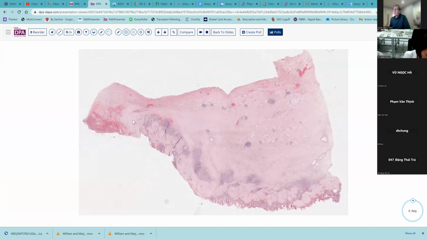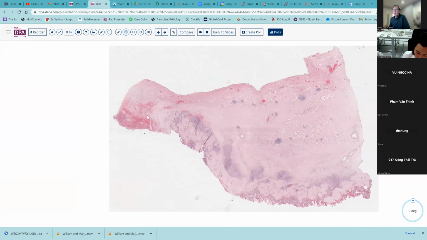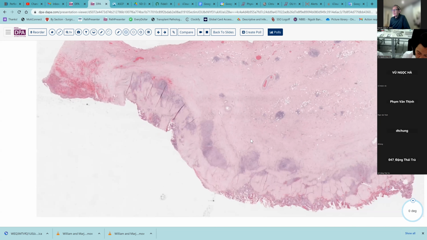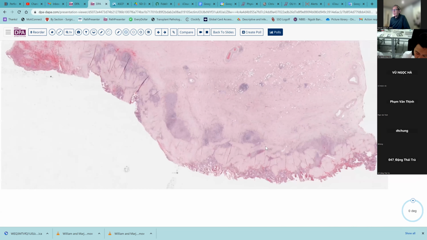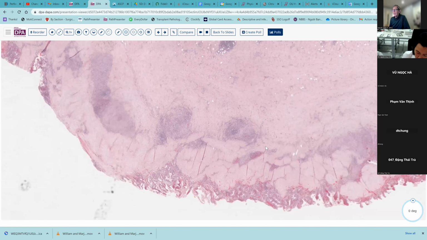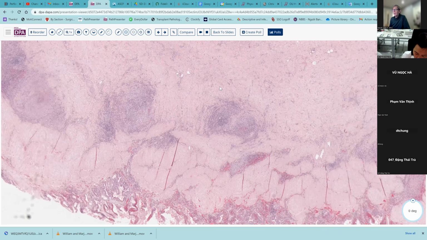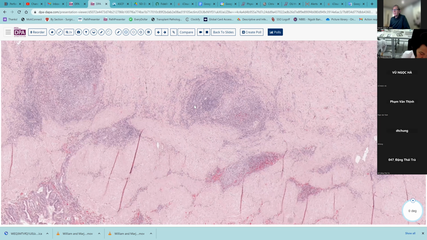So here's another gallbladder case. In this case, the patient had some cholecystitis, or had symptoms of right upper quadrant pain and so forth. And we can see here that the muscle is a little bit hypertrophic. It's a little thicker than oftentimes you see. We have inflammatory reaction here along the adventitia.